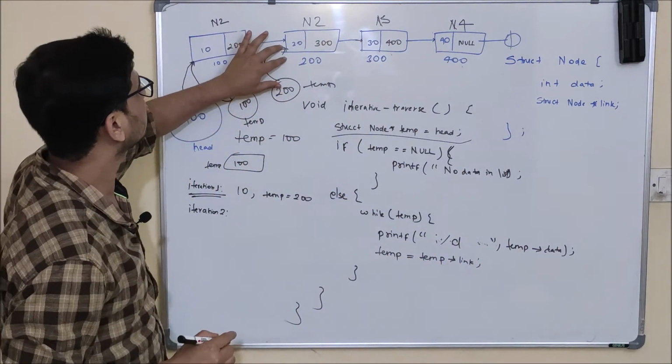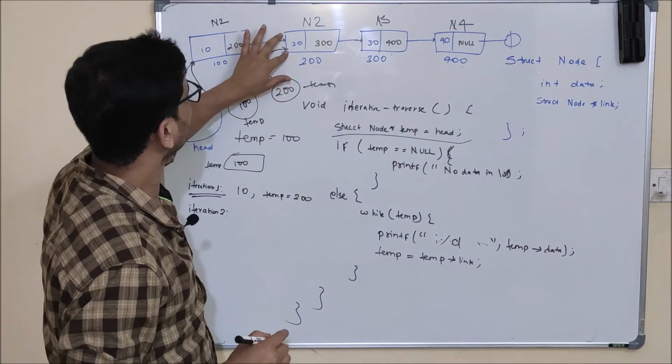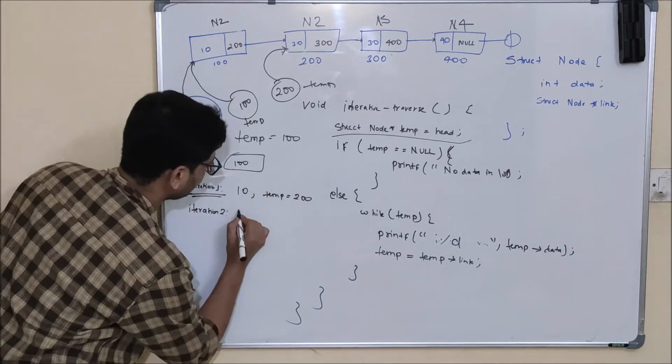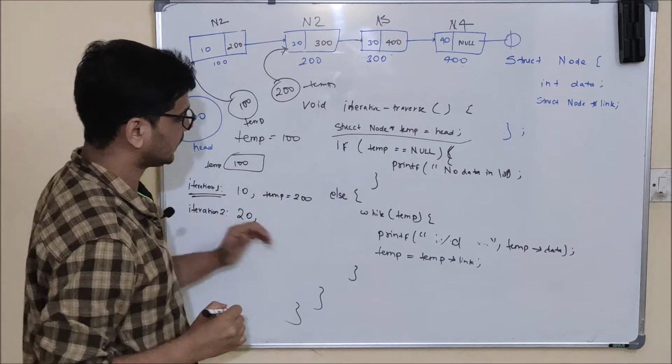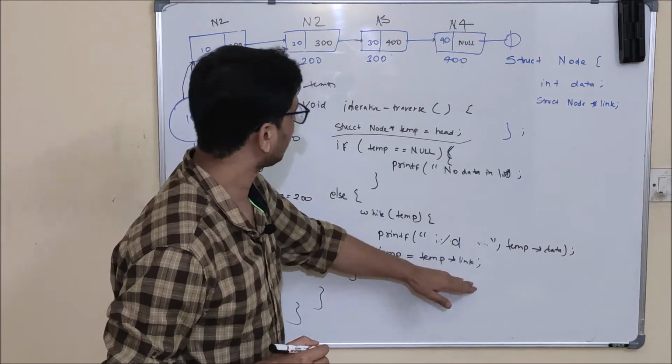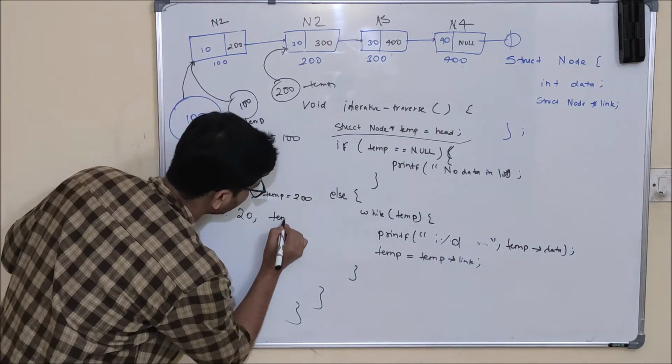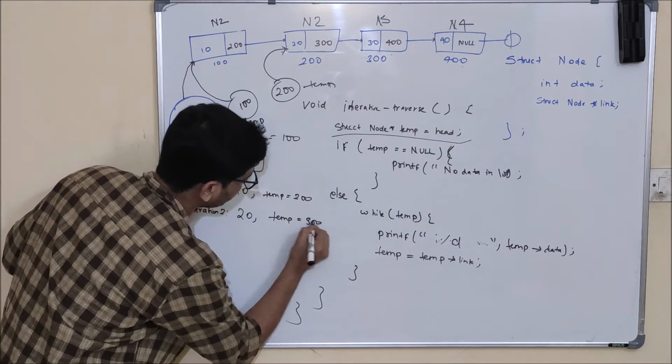So what is the temp dot data right now? The data part of the node starting from memory address 200. That is, 20 will be printed and in the next line temp will be changed to temp dot link. And what is link right now? 300. So temp will be changed to 300.